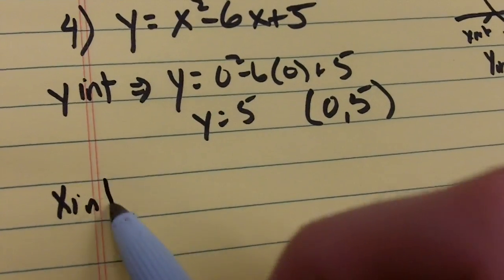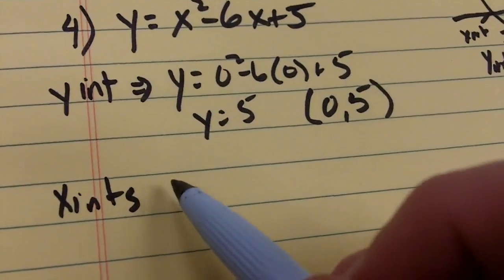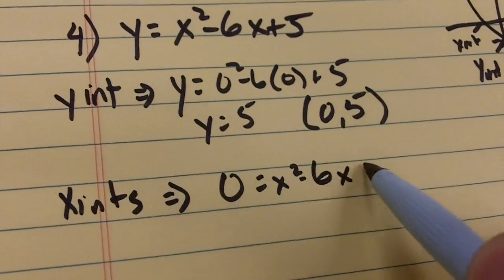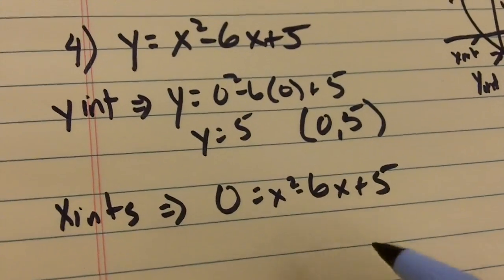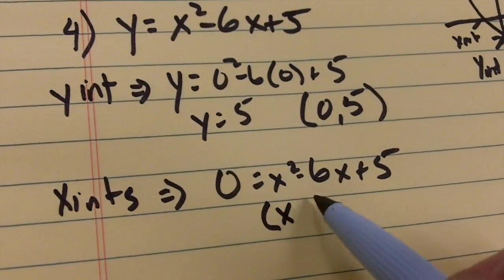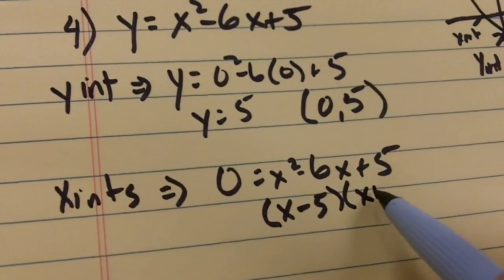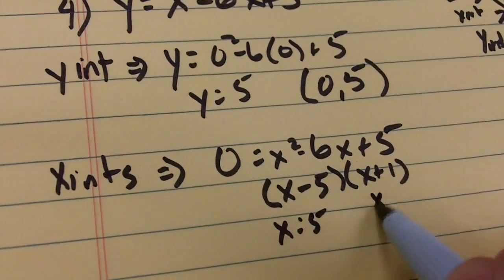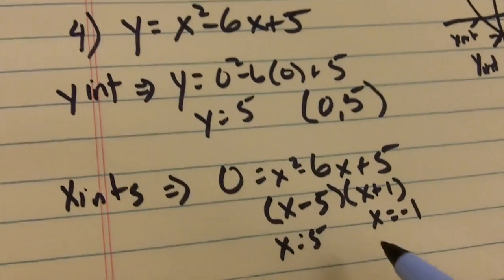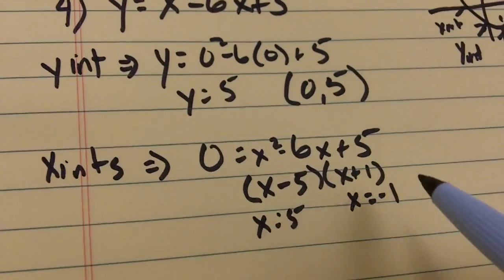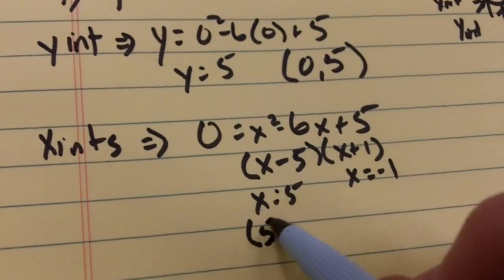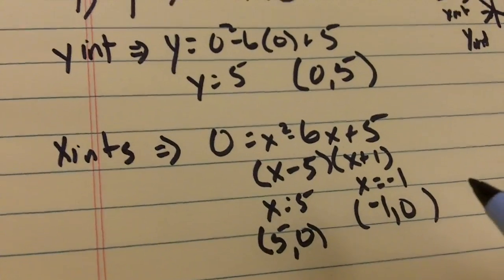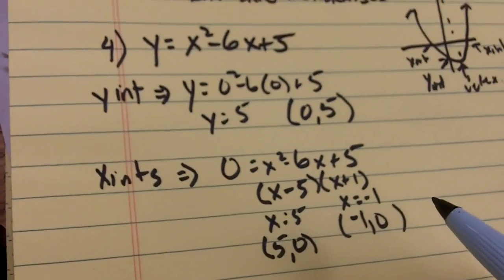I want x-intercepts. To get x-intercepts, you plug in 0 for y. 0 equals x squared minus 6x plus 5. Now I can factor this, (x minus 5)(x plus 1), and solve that: x equals 5, x equals negative 1. Those are my x-intercepts. Written as ordered pairs, (5, 0) and (negative 1, 0). That's where I cross the y-axis, and that's where I cross the x-axis.